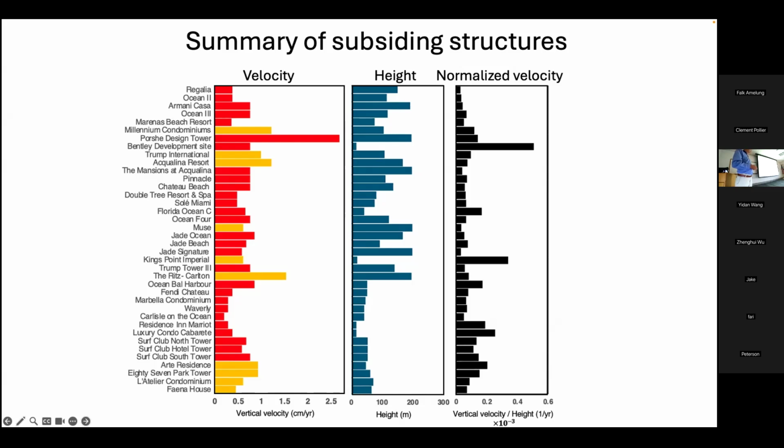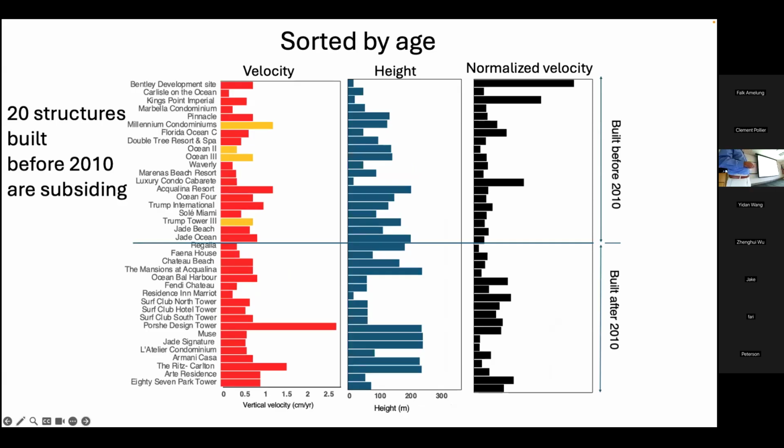How does it compare with the age of the structure? So here they are now sorted by age. The oldest ones are at the top, the youngest ones are at the bottom, and all these structures were built before 2020. So this is quite a long time ago. They are 15 years old and they are still subsiding, at similar rates almost as the younger ones. And that was really a surprise to see.